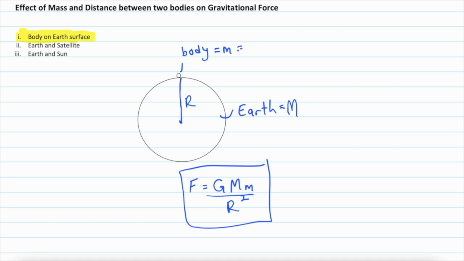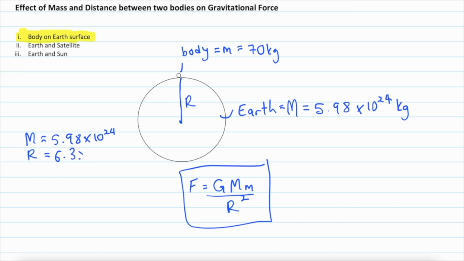Let's say the mass of the body is 70 kilograms, while the mass of the Earth will always be the same amount since the mass of the Earth doesn't change. The mass of the Earth will be 5.98 times 10 to the power of 24 kilograms. So I'll just write it at the side here. Mass of Earth, big M, equals 5.98 times 10 to the power of 24 kilograms, the radius of the Earth equals 6.38 times 10 to the power of 6 meters, and small m, being the mass of the body, equals 70 kilograms. And knowing all this information, we can find the gravitational force.